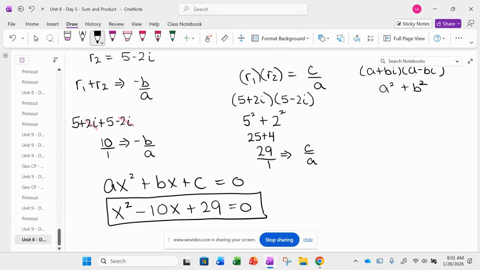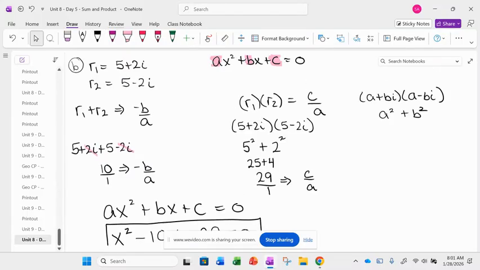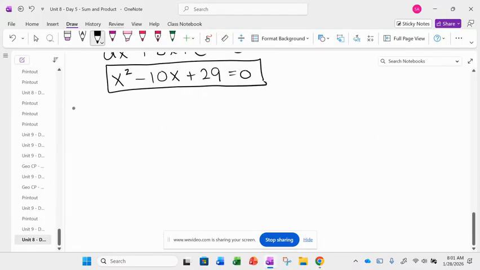Okay, I want you guys to try this one. So the first root is 6 plus i root 3. And the second root is 6 minus i root 3.